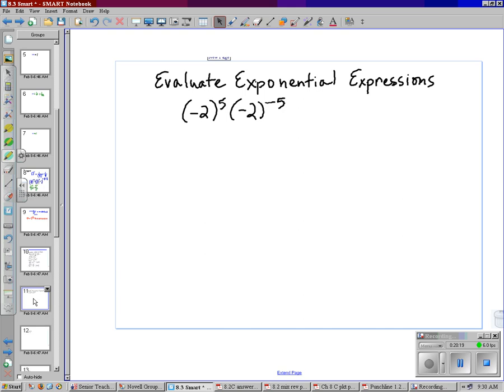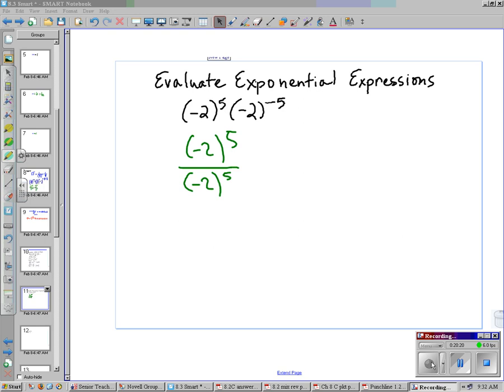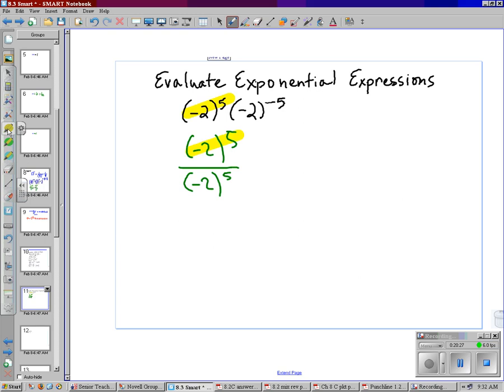Let's take a look at this. We have in green here, negative 2 to the 5th power. That's in the numerator. Then this was put down here so that it had a positive exponent, but notice the base. What happened to the base? Stayed the same, exactly.